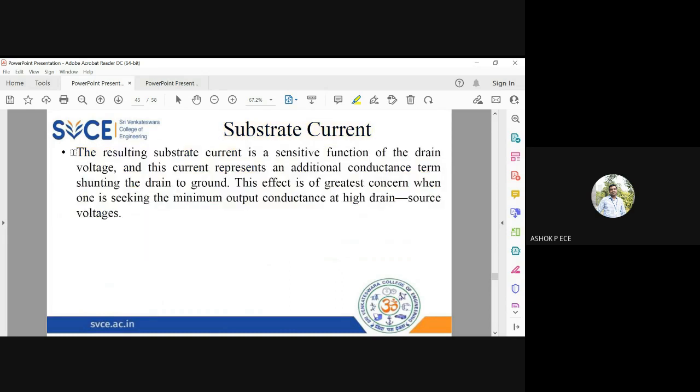The resulting substrate current depends on VDS, how much voltage you give at the drain. And this current is flowing from drain to ground. So it is of great concern because it should not reduce your drain current. Because when drain current reduces, the device might go to the off condition, right? If the majority of current because of ionization is going to ground and only a very small amount of current is going towards your drain, then that is of great concern for you. So that also has to be addressed properly in your design.